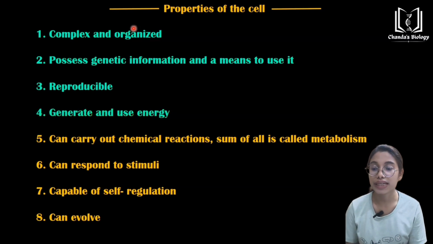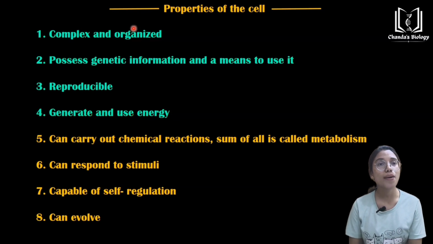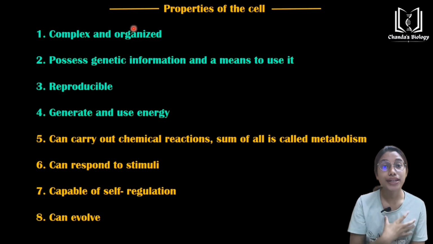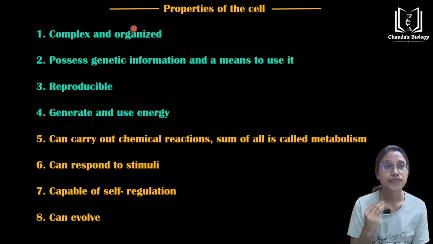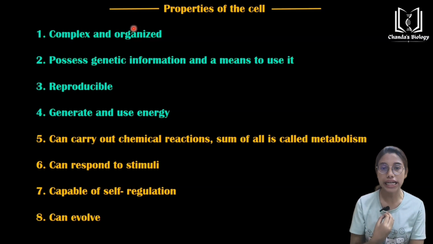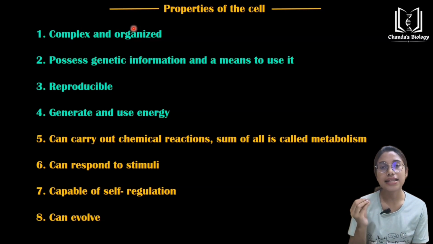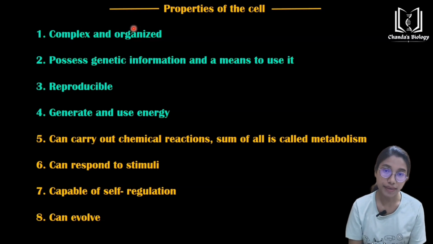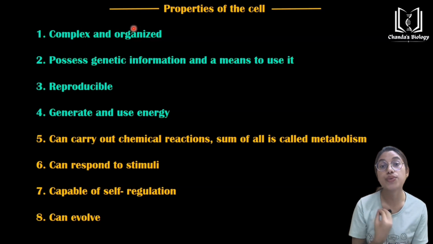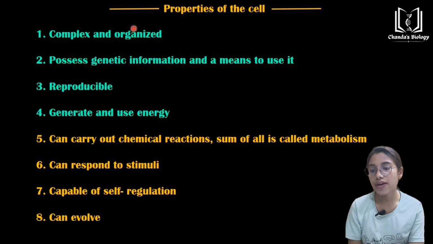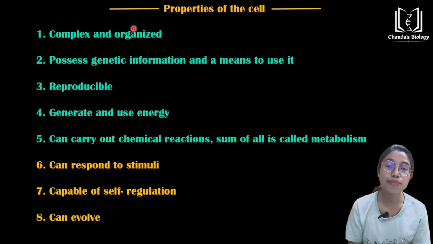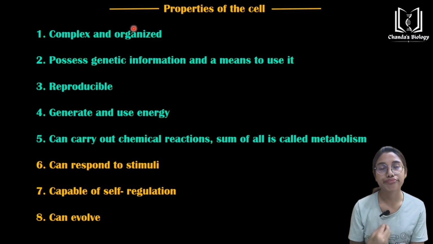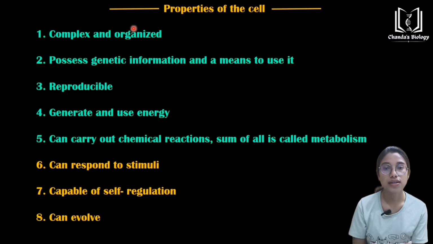Another property is that it can generate and use energy. If we talk about plants, they get energy from the sunlight using light harvesting complexes or pigments such as chlorophylls. They obtain sunlight energy, and then that sunlight is converted into chemical energy as ATP. Okay, this is how it generates and uses energy. Then they can carry out chemical reactions. The sum of all these is called metabolism. So all the cells carry out glycolysis, which is a metabolism process, and then it makes glycogen as well. So catabolism as well as anabolism.